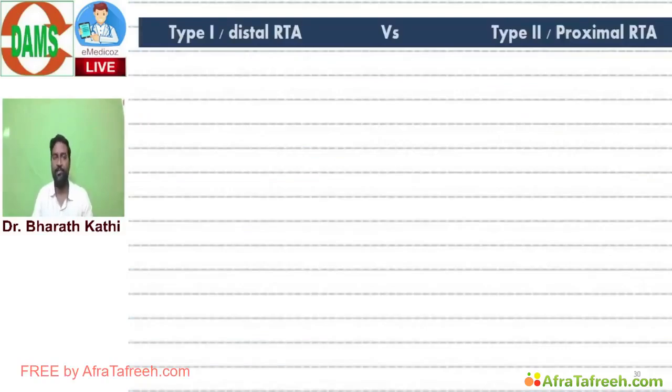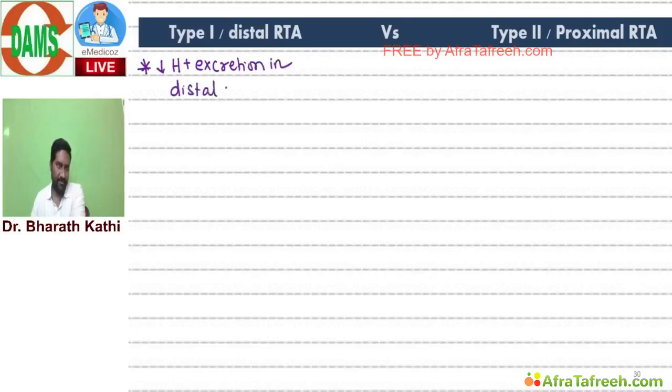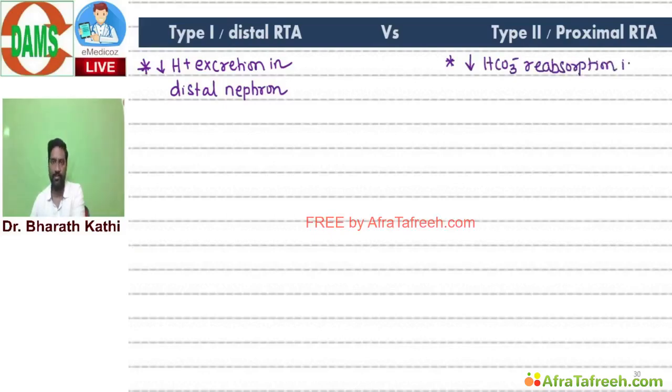Then coming to renal mechanisms, what happens in type 1 RTA, distal RTA, and what happens in type 2 RTA, proximal RTA. Type 1 RTA is predominantly decreased H plus excretion in the distal nephron, especially in the collecting duct, whereas proximal RTA is decreased bicarbonate reabsorption in the proximal convoluted tubule.